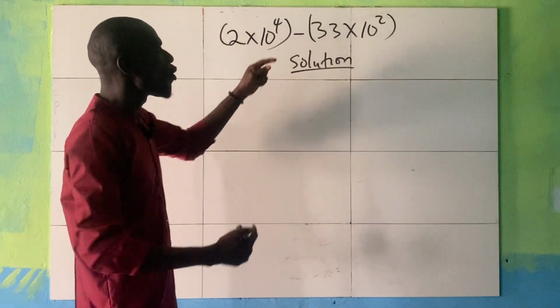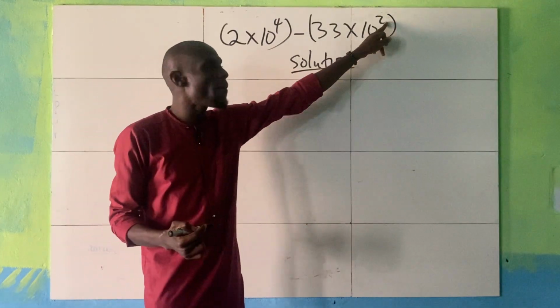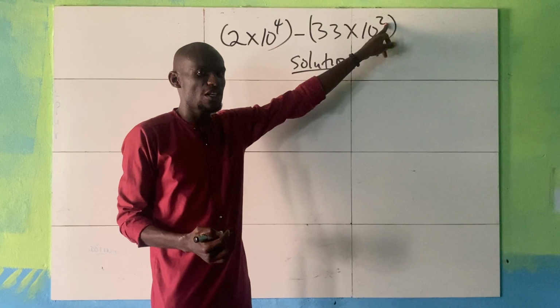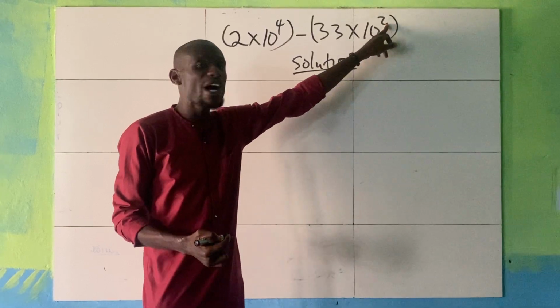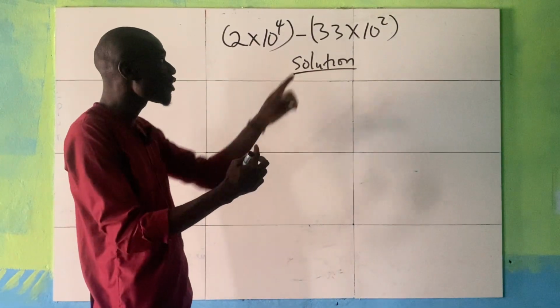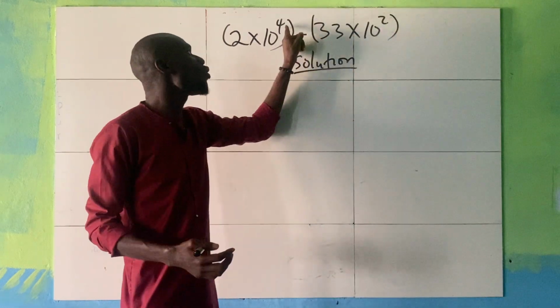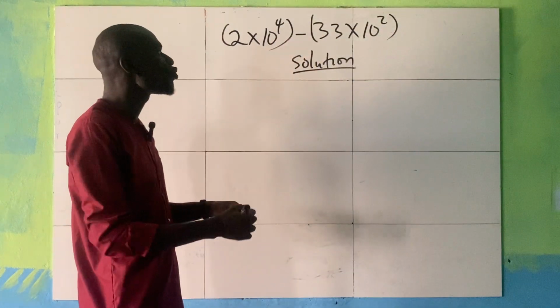What do we do? We concentrate on the number with the lower power, the lower exponent, the lower index. We concentrate on that power to make it equal to this power. So on that note, what do we do?